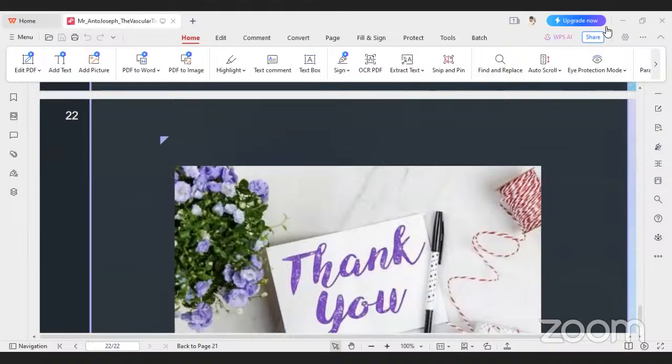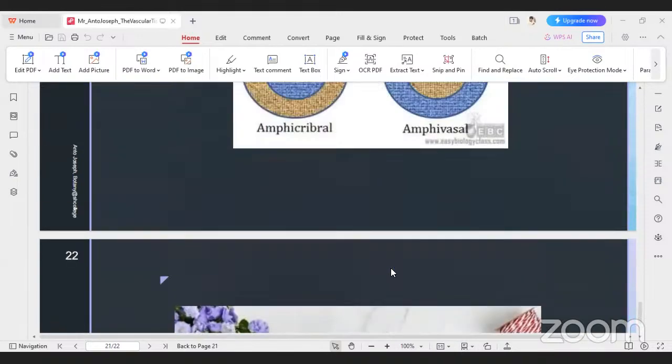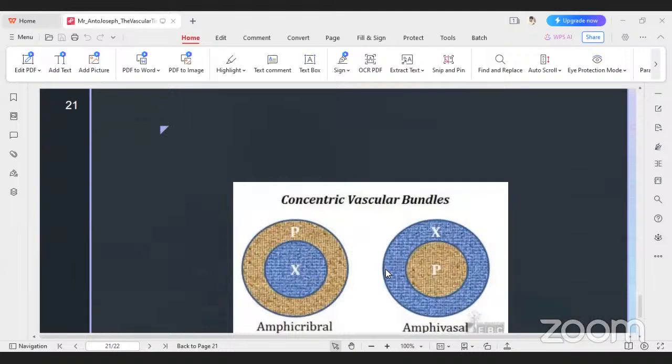So the vascular tissue is also completed. Now the secondary growth. The important one is secondary growth. Let's wait one minute.